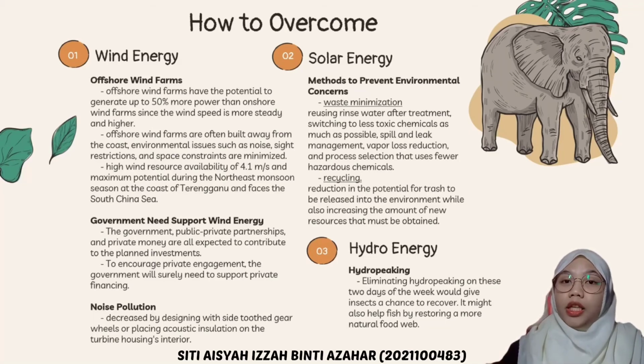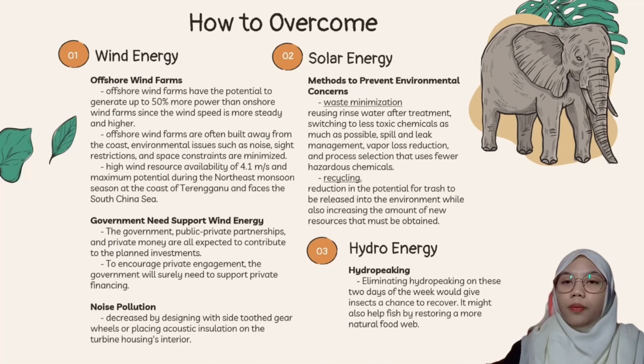Solar energy. As a method to prevent environmental concern, we can use waste minimization and recycling. Third, hydro energy. Hydro peaking. We need to eliminate hydro peaking on just two days of the week, which will give insects a chance to recover. It might also help fish by restoring a more natural food web.